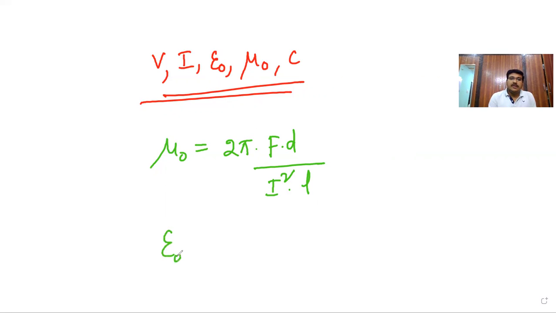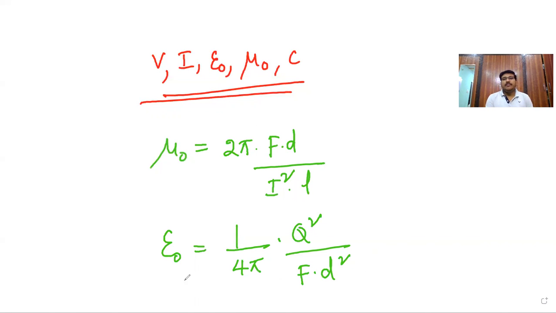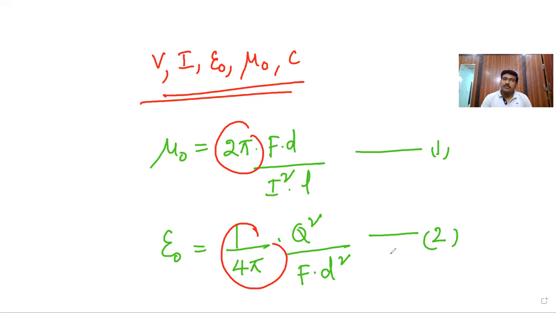Similarly, permittivity epsilon is 1 by 4 pi into Q square by F into D square. This is the equation for the permittivity of the free space. So this equation is 1. We know from the earlier session, this is the second equation we know. Observe carefully. In this case, this 2 pi and 4 pi, 1 by 4 pi, they do not have any dimensions. They are numericals. So hence, we omit them in this equation.